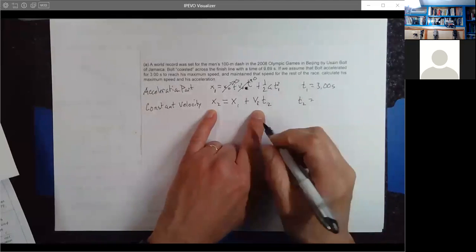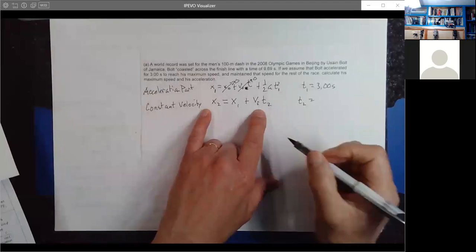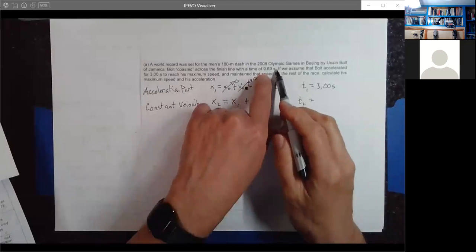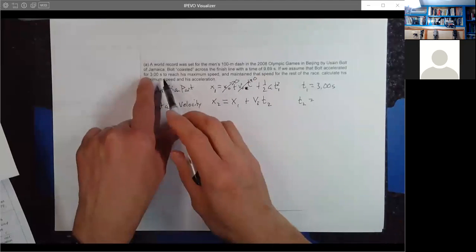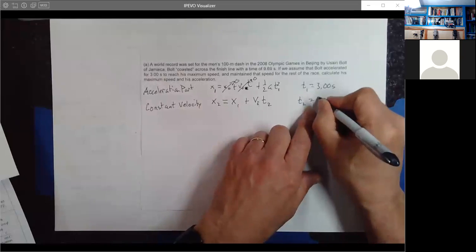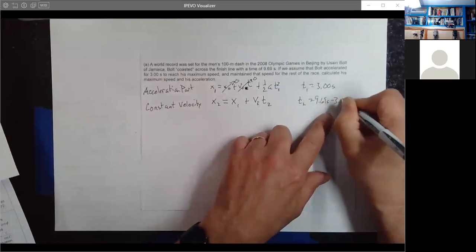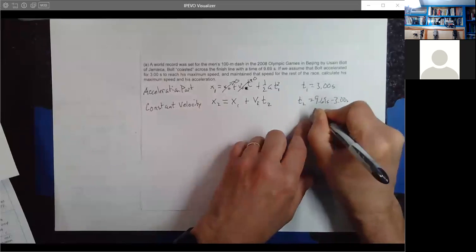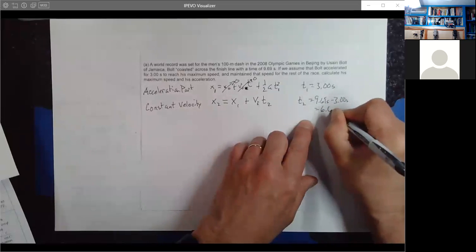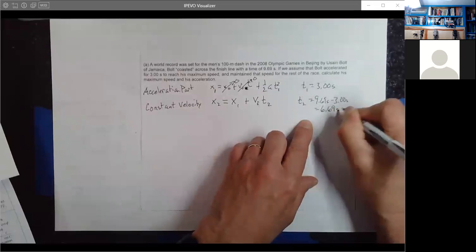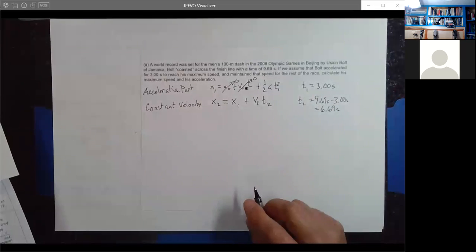T2, this will be the length of this second time interval. It's going to be 9.69 seconds minus 3 seconds. So 9.69 seconds minus 3.00 seconds, and that's 6.69 seconds. That's how long that lasts for.